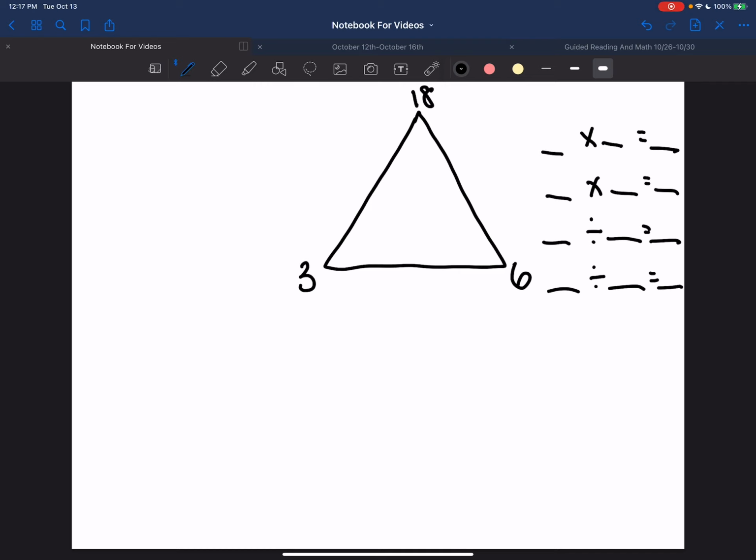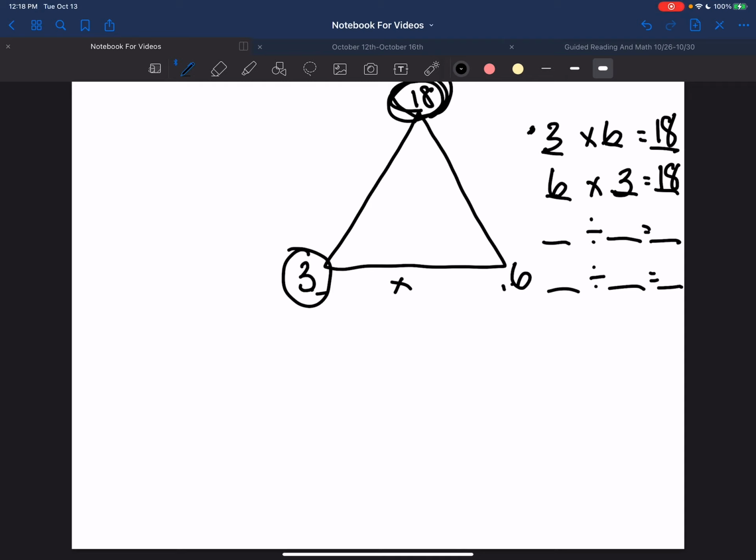So let's look at our multiplication problem first. Remember, we're looking for the total, and I just told you before that the total goes at the top of the triangle. So we're going to use our factors at the bottom. So 3 times 6 equals 18. 18 is the total. And then think about the flip-flop. 6 times 3 must equal 18.